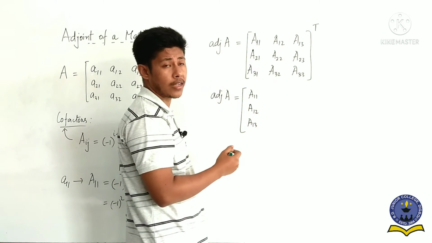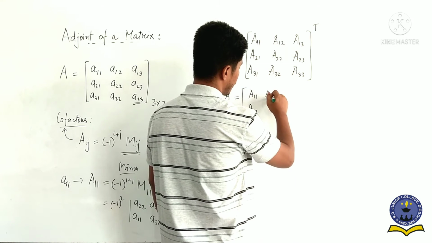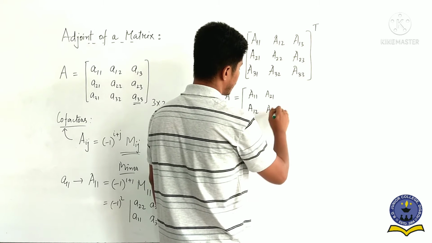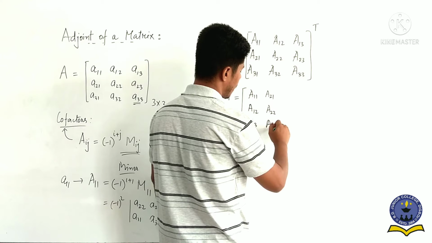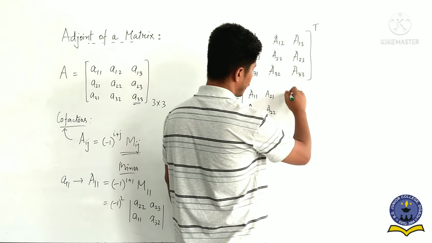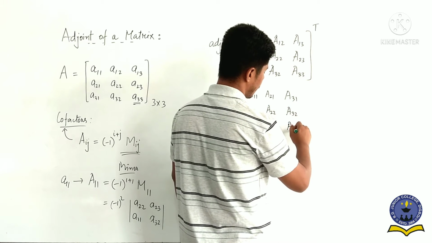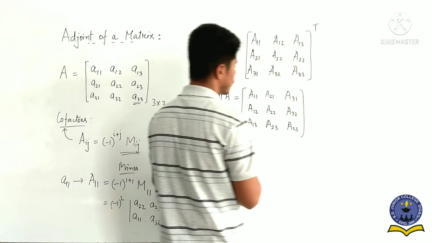So this one is known as transpose. The second row is this one, so here we have to write A21, this one we write A22, and then here we write A23. Is it clear? Similarly, in the third row we write A31, A32, and A33. So this one is the transpose.